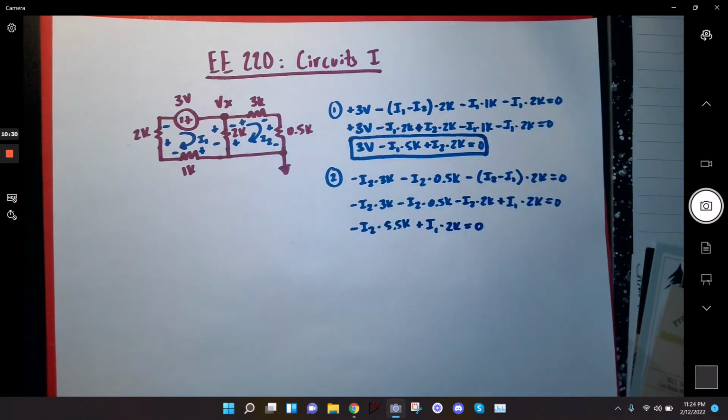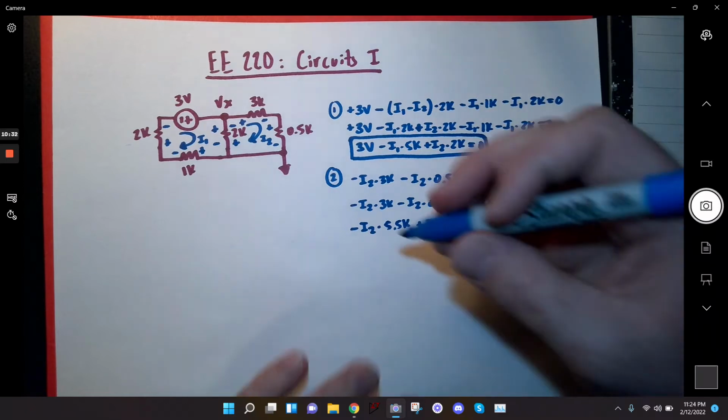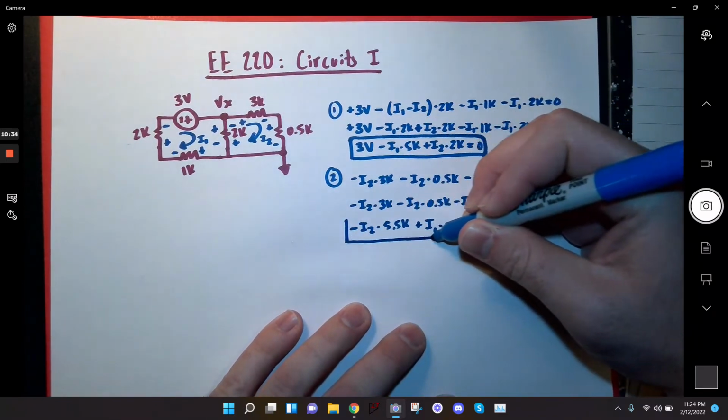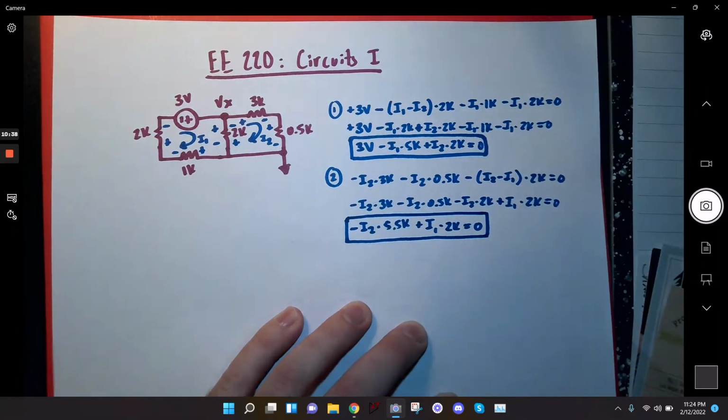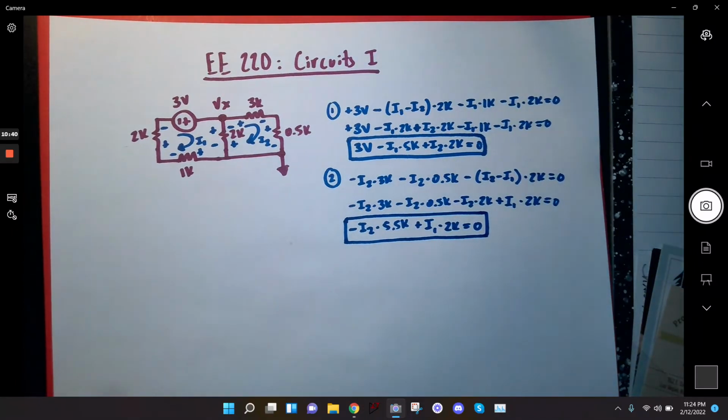Alright, so now we gotta do a little bit of algebra. We've got our two equations, we've got our two unknowns, right? Our two equations are here, boxed, and our two unknowns are I1 and I2, and that's what we're trying to find. Okay, so let's switch colors and do a little bit of algebra.